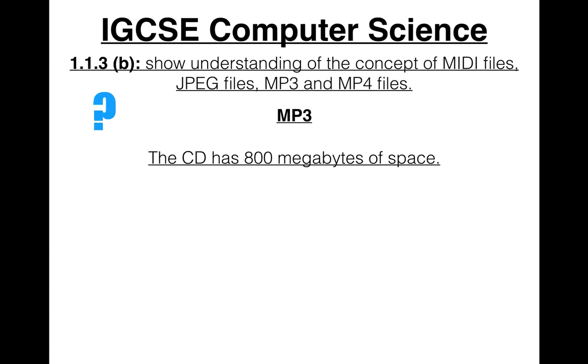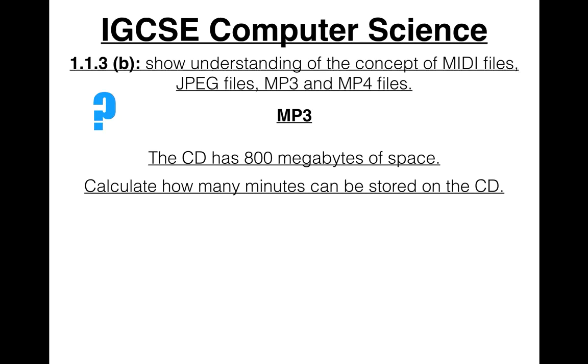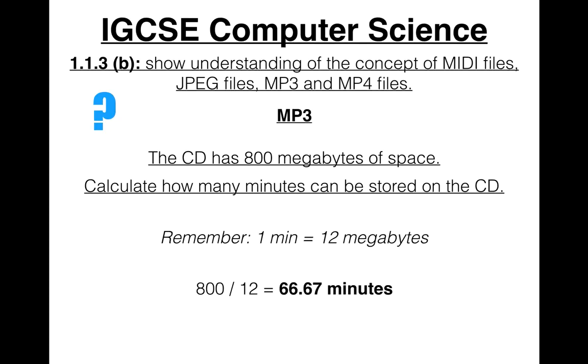So the CD has 800 megabytes of space. Calculate how many minutes can be stored on the CD. So remember that 1 minute is 12 megabytes. So we can have 800 over 12, which gives us 66.67 minutes. Or if you want to be accurate, 66 minutes and 40 seconds, approximately.